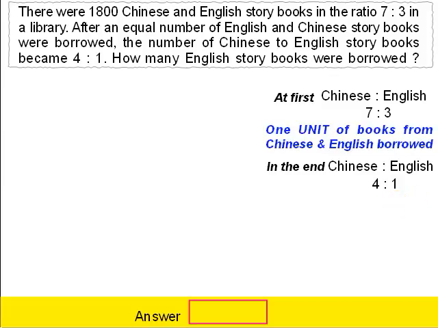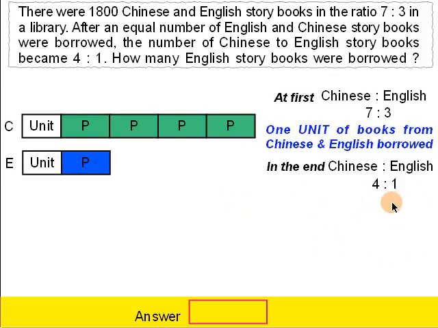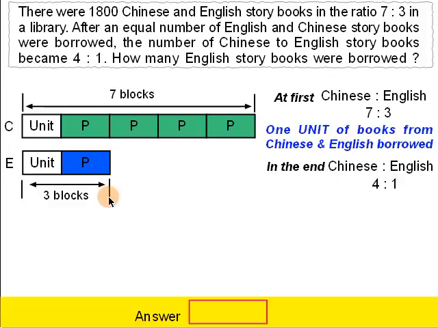That means to say that the model will look like this. You will have 4 parts to 1 part in the end. Then you add in the unit that was borrowed from English and the unit that was borrowed from Chinese. And with this in, this becomes the model at first. In this model at first, Chinese would have 7 blocks and English would have 3 blocks.